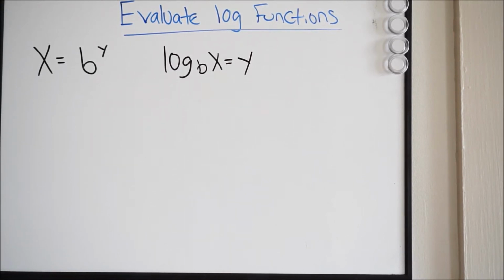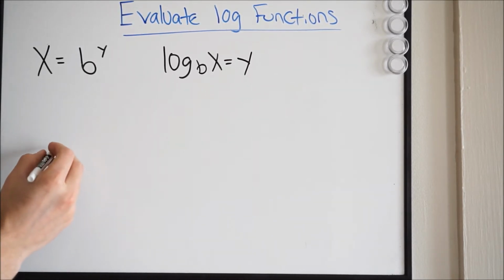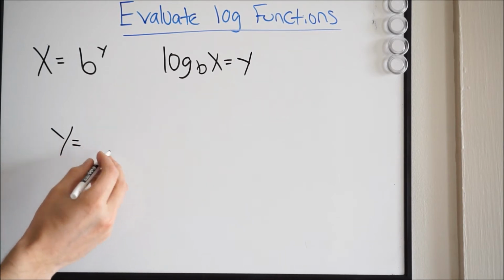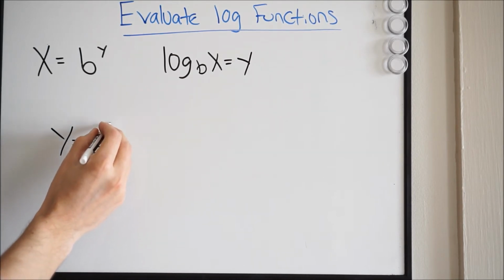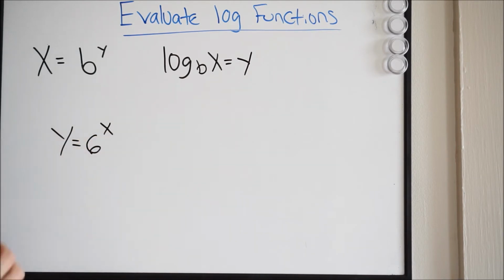Alright guys, in the last video we talked about how we can take the inverse of an exponential function, and that inverse is going to be considered a log function. So the inverse of an exponential is going to be a log function. Just to recap, if you had something such as y equals 6^x, and we wanted to take the inverse of this exponential, we could replace the y with x and the x with y.